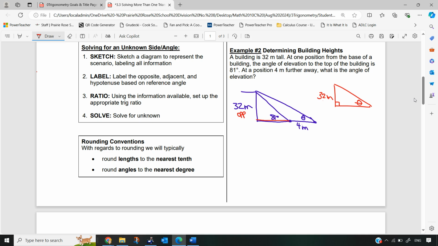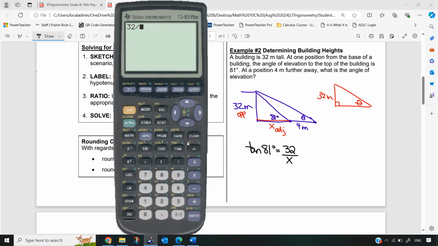So we're going to start off by labeling our triangle. Across from the 81 degrees is opposite, and I'm going to be looking for this side length, which is adjacent. Once again, I'm using the tan ratio. So tan of 81 degrees is 32 meters divided by x. In this case, to solve for x, I'm going to be dividing 32 by tan 81. Calculator, I have 32 divided by tan 81. And that's going to give me 5.068. Again, I'm going to round on paper, but I'm going to keep it exact in my calculator.